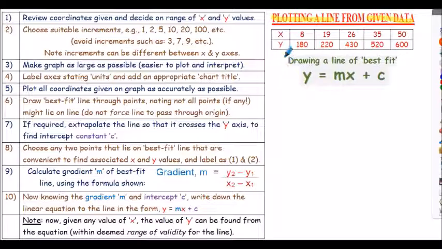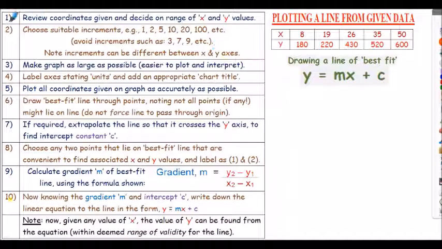So in this table we're given a range of x values and associated y values, and we're asked to plot the coordinates, and from that draw the best fit straight line we can through the points, and so determine the gradient of the line and its intercept. And ultimately we'll write the equation down in the form of y equals mx plus c. So on the left hand side here I've got a 10-step process which we're now going to undertake to determine the equation of the line given the data in the table above.